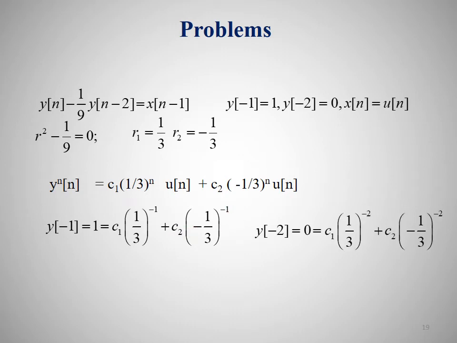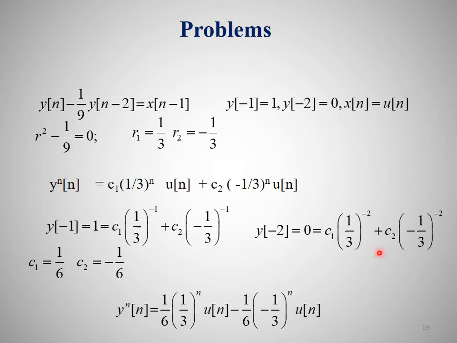Similarly, y of minus 2 is going to be equal to 0 as per the problem for finding the natural response. That's equal to c1 into (1 by 3) power minus 2 plus c2 into (minus 1 by 3) power minus 2. Thus, the solution is c1 is equal to 1 by 6 and c2 is equal to minus 1 by 6. Thus, the natural response of this particular problem is yn of n is equal to 1 by 6 into (1 by 3) power n u of n minus 1 by 6 into (minus 1 by 3) power n u of n.